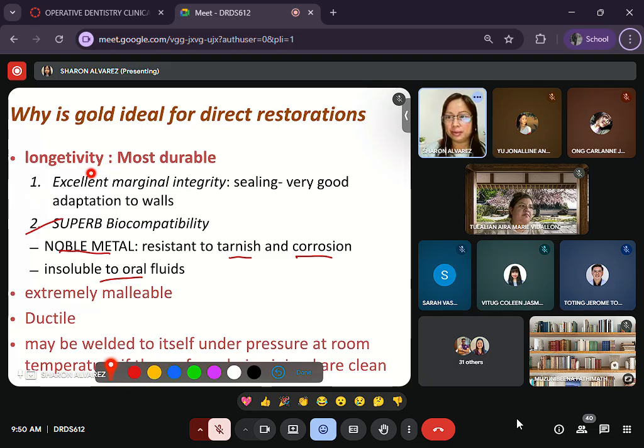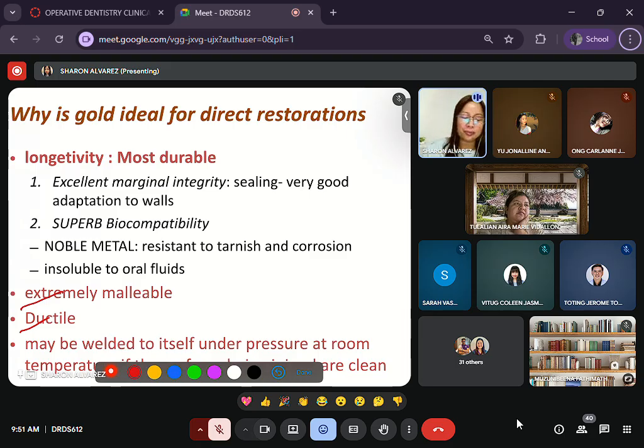Okay, going back to the excellent marginal integrity, aside from the linear coefficient of thermal expansion that is close to that of the tooth, another reason why we have excellent marginal adaptation is because gold is the most malleable metal there is on earth. Also, it's the most ductile metal on earth. So we will be defining them later, okay?